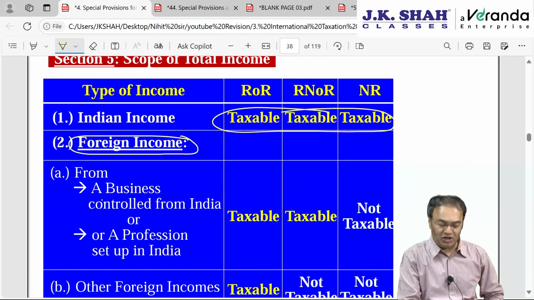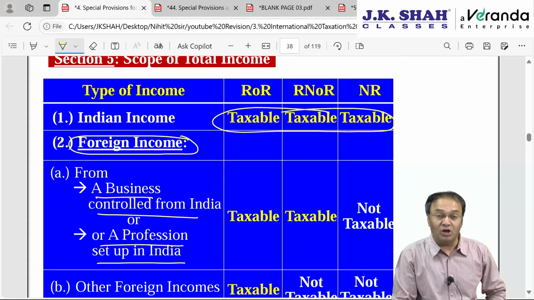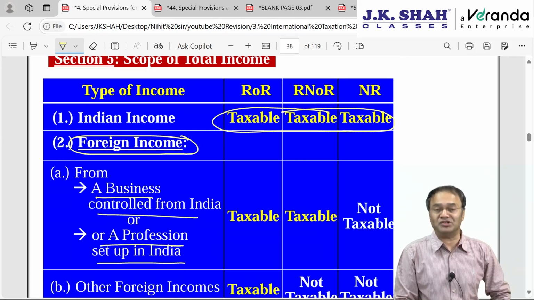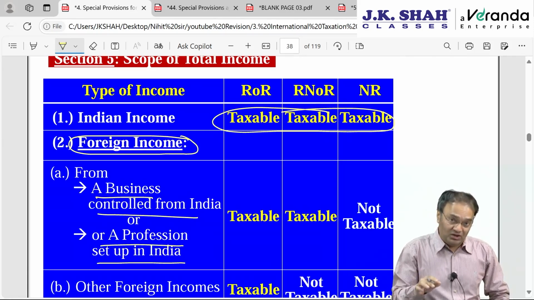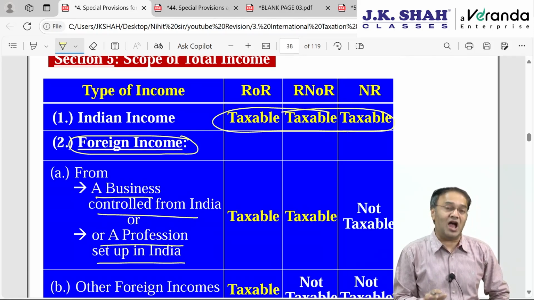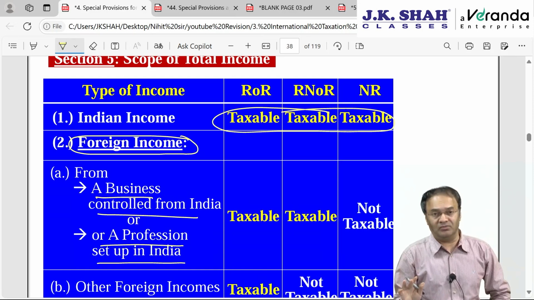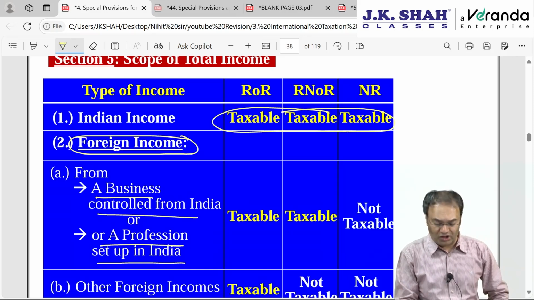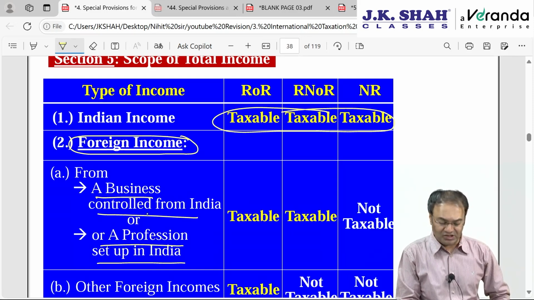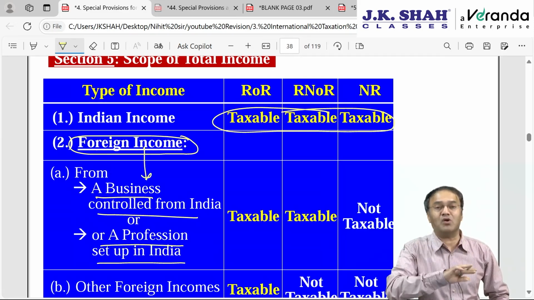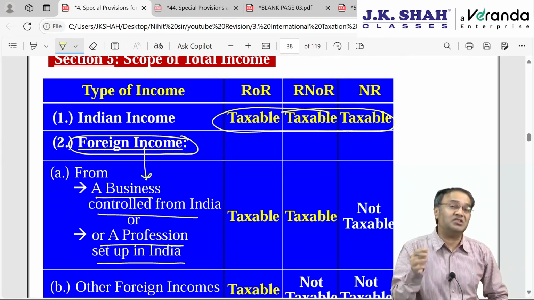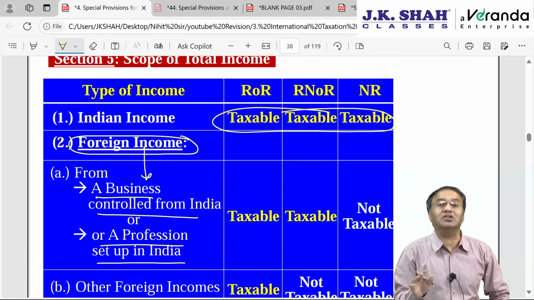Number one, foreign income from business control from India or from a profession set up in India. Business control from India or a profession set up in India, though it is a foreign income, it is kind of treated at par with Indian income. Though it is foreign income, how it is foreign income from business control from India? It is foreign income because it is accruing also outside India, it is received also outside India. So practically it's a foreign income.